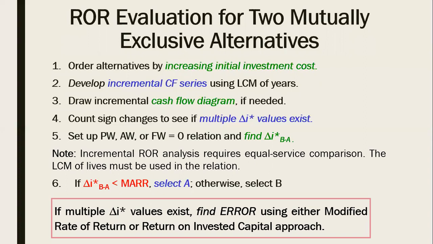If multiple IRR values exist, find Eror using either the modified rate of return or the return on invested capital approach and calculate the external rate of return. Here, Eror means external rate of return.